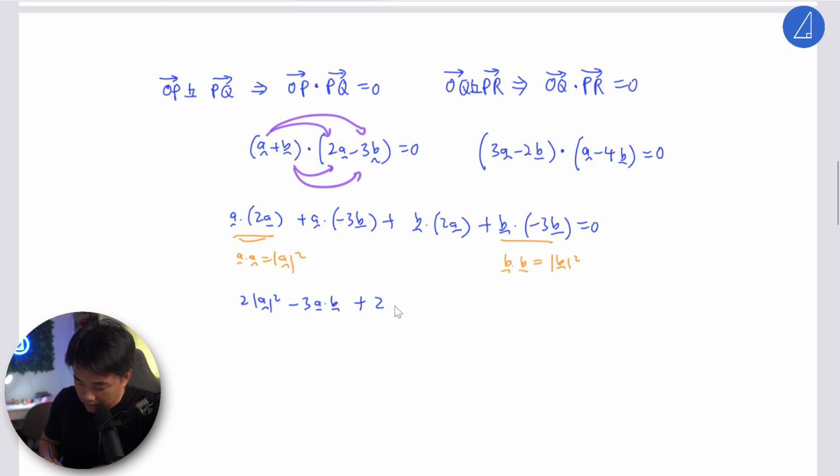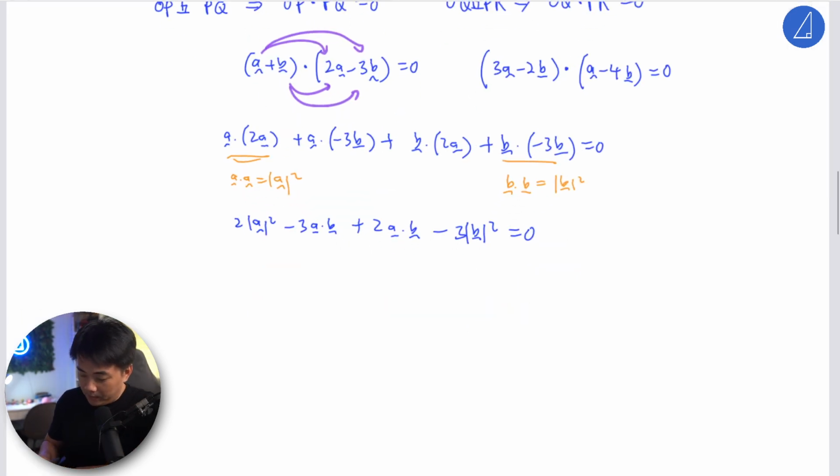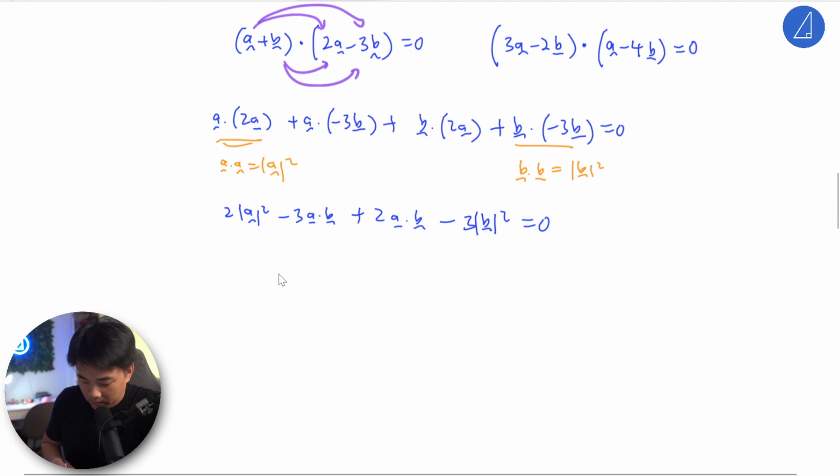Then this would be commutative, right? This could be added up together. So this is 3 mod b square. This is from the first expansion we have, right? From here, what we get is a dot b on the other end. So 2 mod a square minus 3 mod b square equals a dot b. So this is the first one.